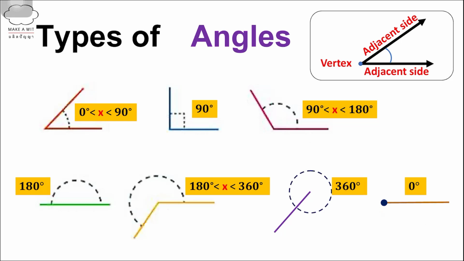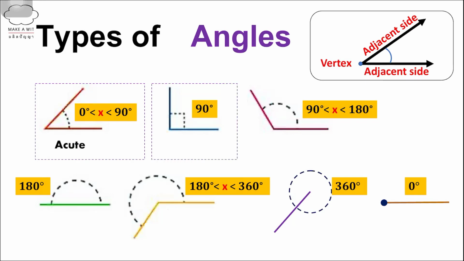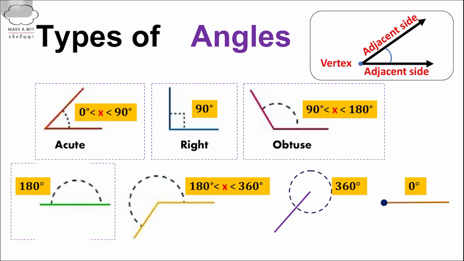Alright, let's start from the first one. Very small, very cute. Very good. Acute angle. And what about this one? At 90 degrees, it's just right. Yes, right angle. And more than 90 degrees, but less than 180, it's called obtuse. Okay? And straight angle is here. 180 degrees. Straight line, straight angle.